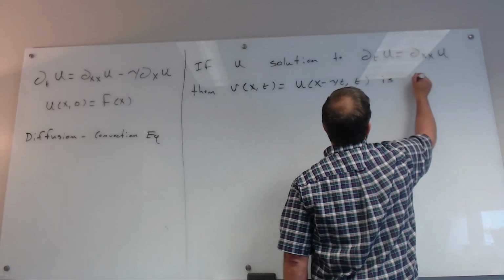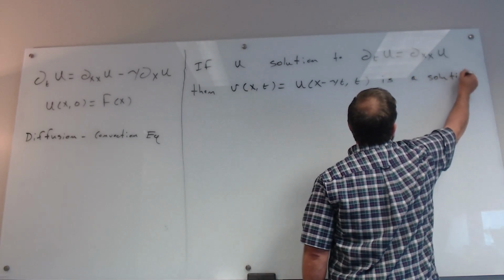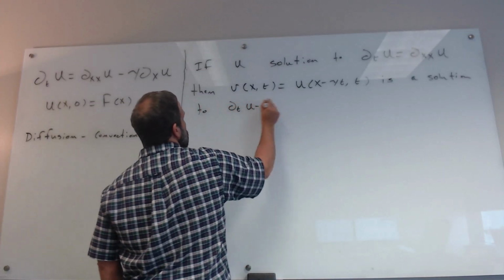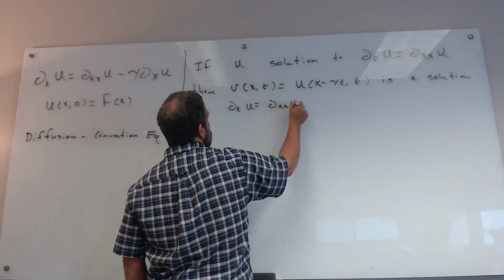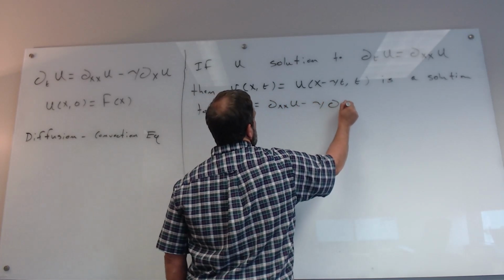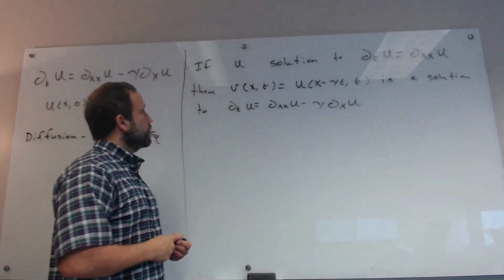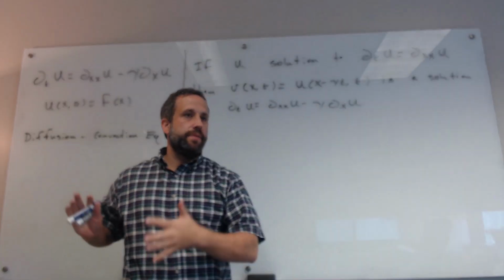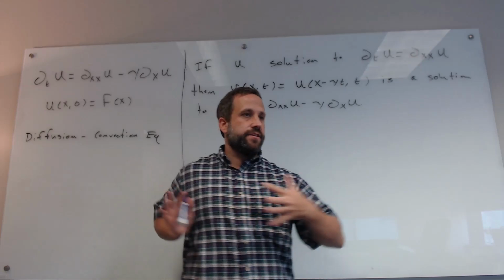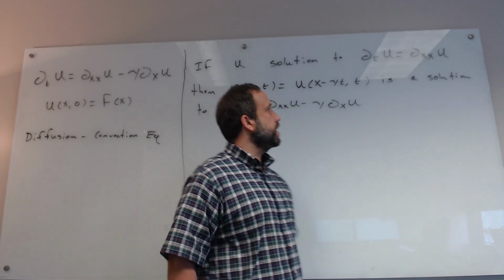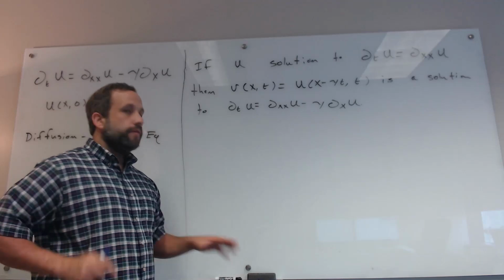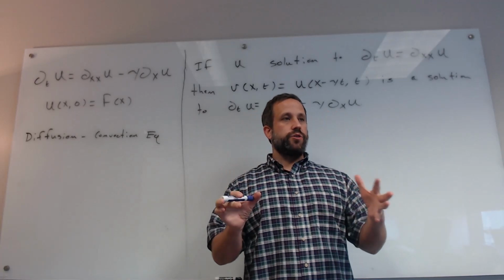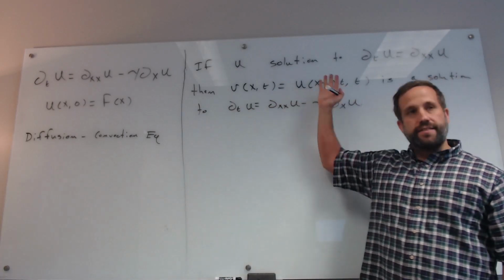V is a solution to the t derivative of U equals the double x derivative of U minus gamma the x derivative of U. Again, U is a solution to the diffusion equation. This x minus gamma t means it's just moving along the x-axis, in the rightward direction, at gamma meters per second. Physically, if our modeling situation is what I just described, then this exactly is a solution.